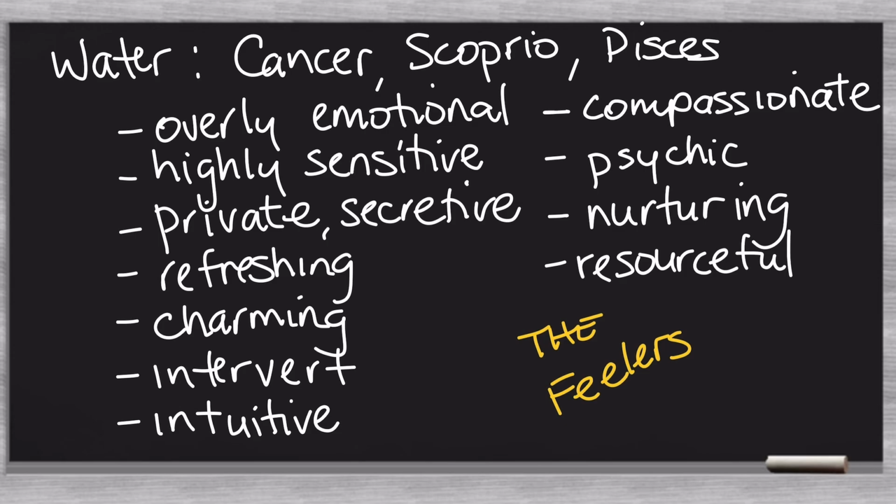And water, that's Cancer, Scorpio, and Pisces. And these are the feelers of the zodiac. They're overly emotional, highly sensitive, very private and secretive, but they are refreshing and charming. They are introverts, they're shy, and they're very intuitive and compassionate. They can have psychic abilities. They're also very nurturing, and they want to be nurtured, and they're very resourceful.